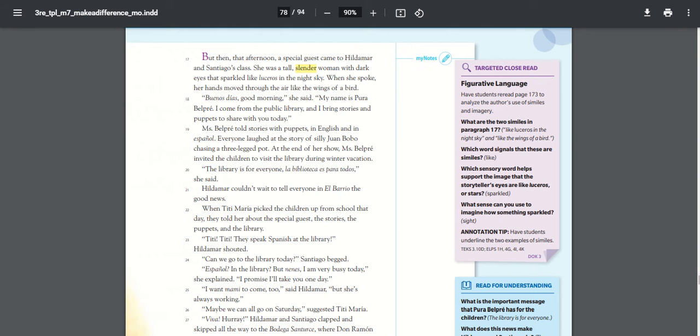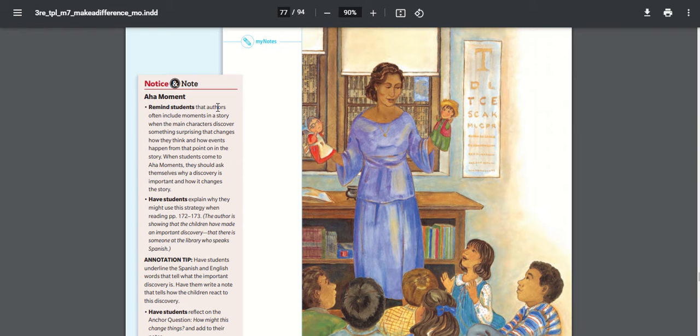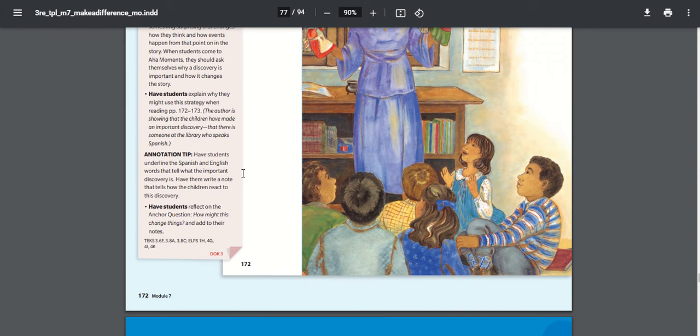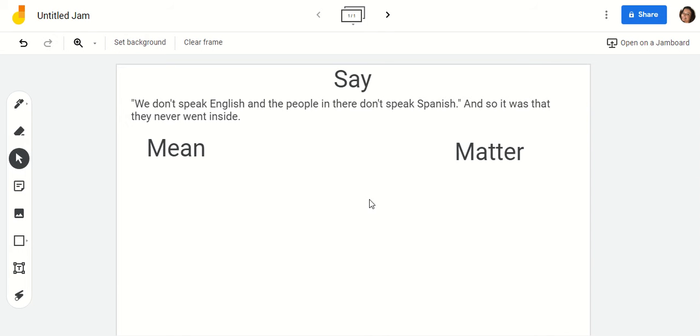I already have the story open, and I have it open to the pages where the aha moment is in the Teaching Pal. You'll notice here in the Teaching Pal, it shows the aha moment in the story, and it reminds you what to tell students and explains to them what aha moment they should be focusing on. Not every student is going to recognize this on their own, so this is just going to support them a little bit. Over here, I have a Jamboard open, and I'm going to show you the template.